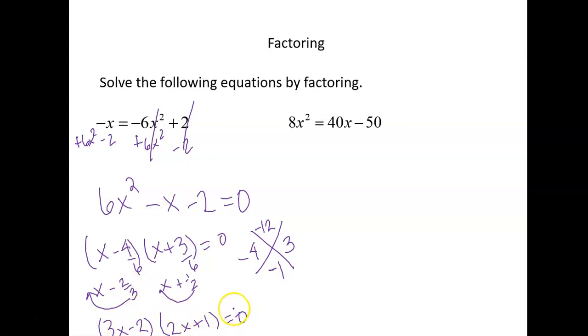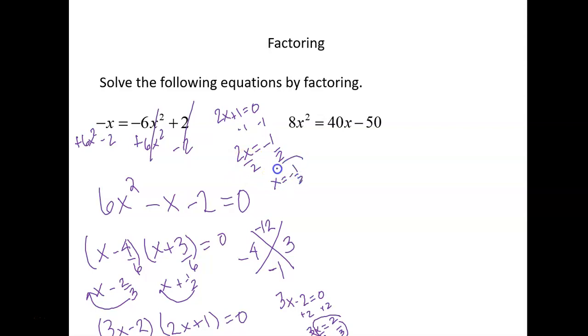The last step is to set each of these factors equal to 0 separately. So 3x minus 2 equal to 0. I would add 2 to both sides and divide by 3. So x equals 2/3 is one of my solutions. To get the other one, I'm going to move up here. 2x plus 1 equals 0. Subtract 1 from both sides and divide by 2. So x equals -1/2 is my other solution.